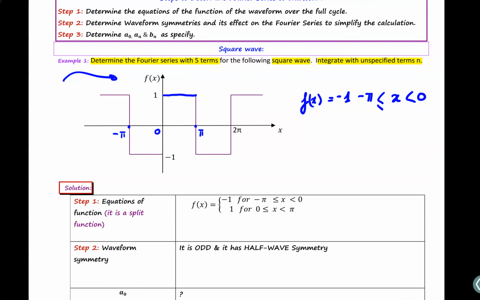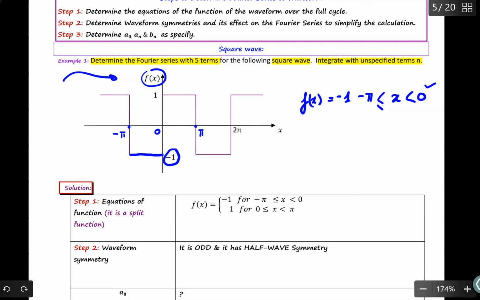So let's start with the negative function first. Right here I have f(x) equal to negative 1. So the number negative 1 is right there. f(x) here equal to minus 1, given x from the period of negative pi to 0. So this is what we have. It is a split function, so we have to have 2 forms of this function. The next one is I have to consider f(x) equal to 1.